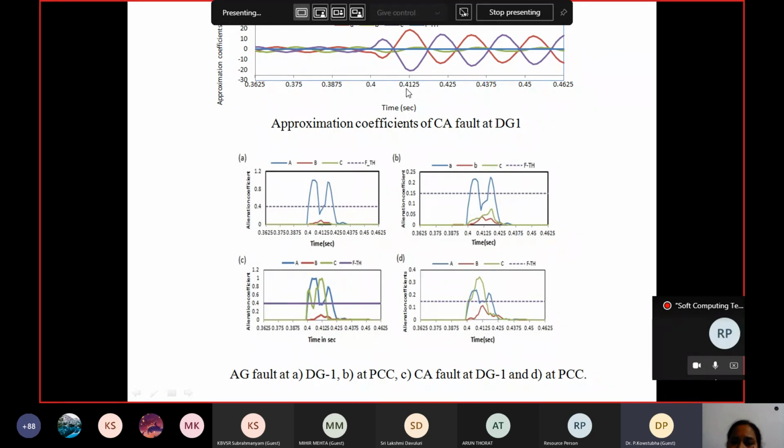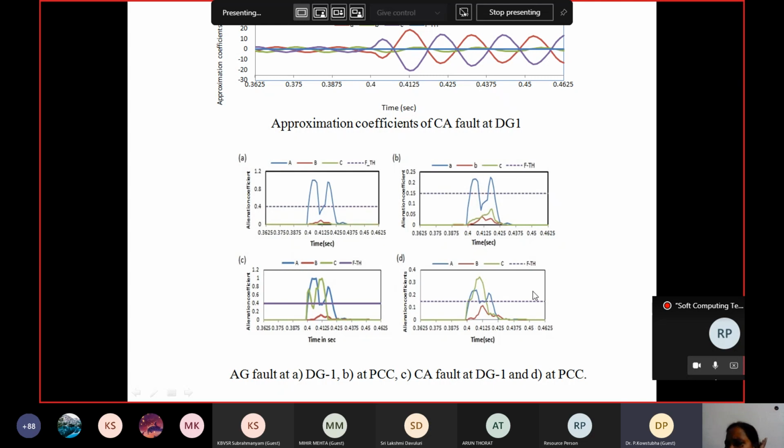Whereas to detect more precisely and clearly, we have to go for the detailed coefficients only. Here, these are the graphs of the detailed coefficients. Easily we can find out. Here also we have to fix a threshold value. Here, the threshold value for PCC.